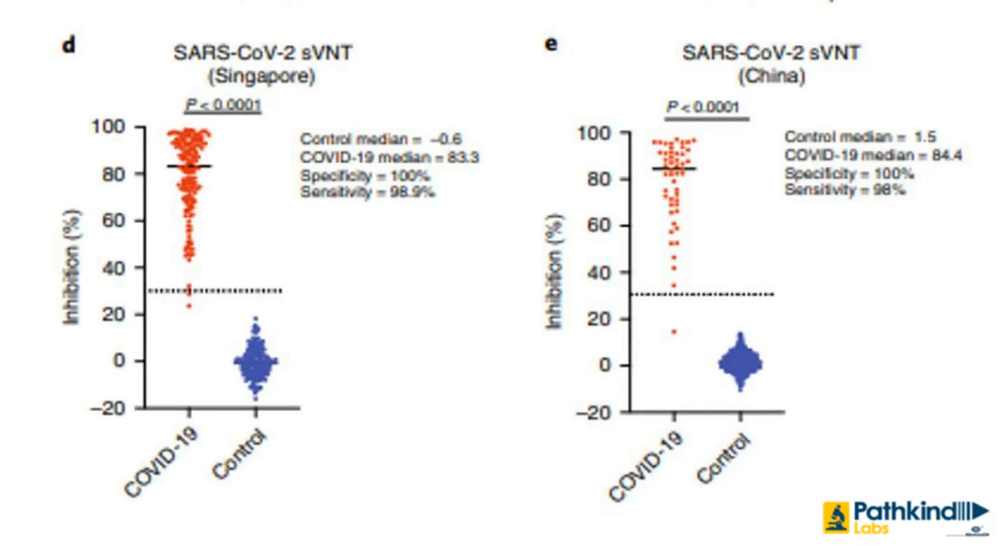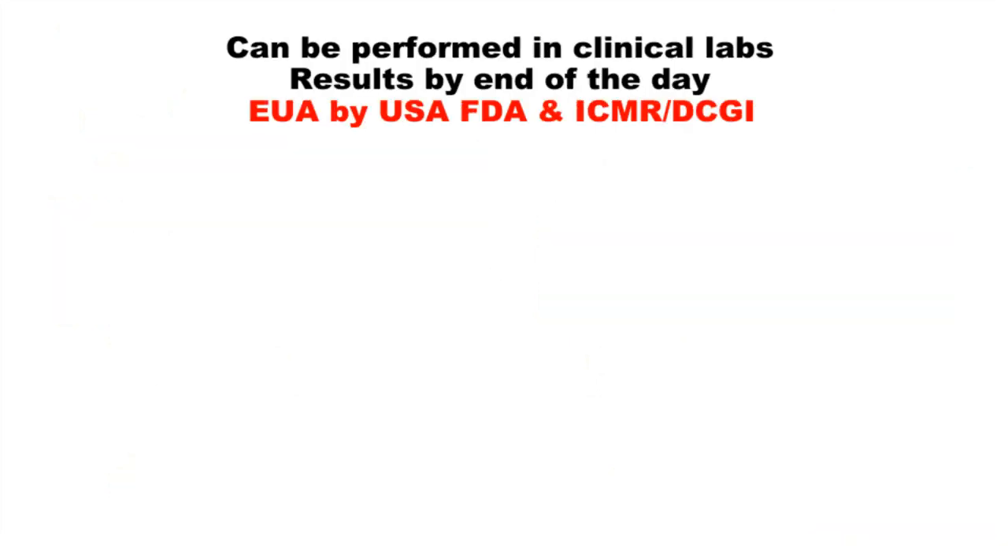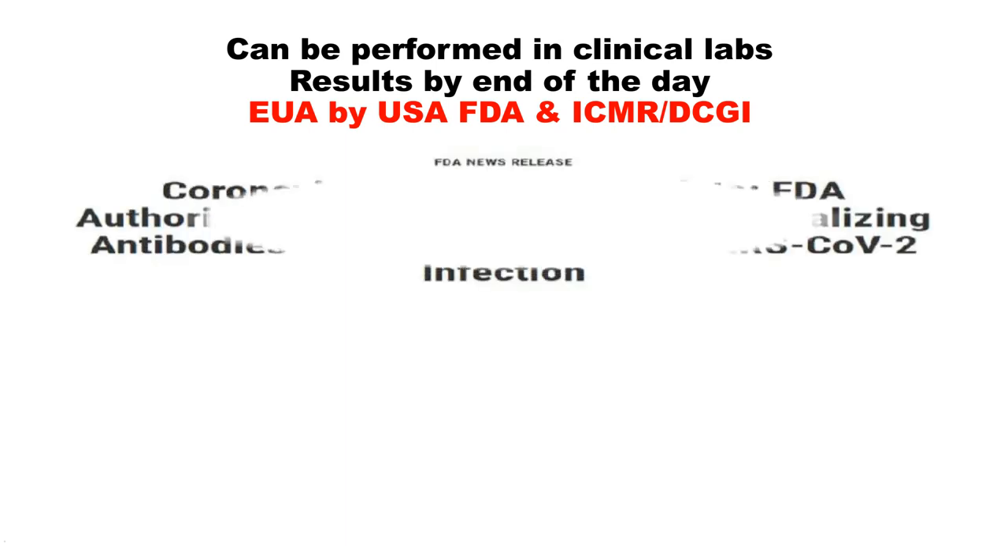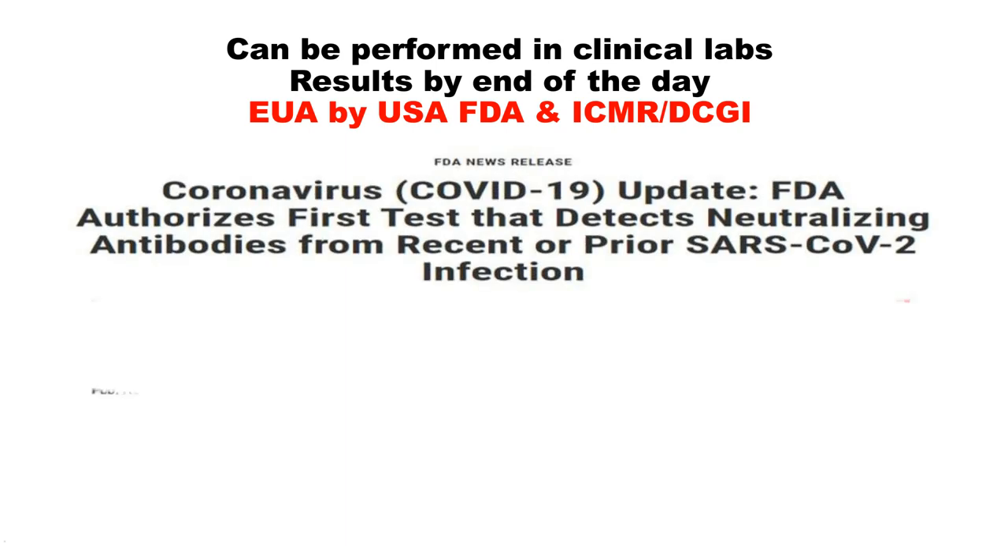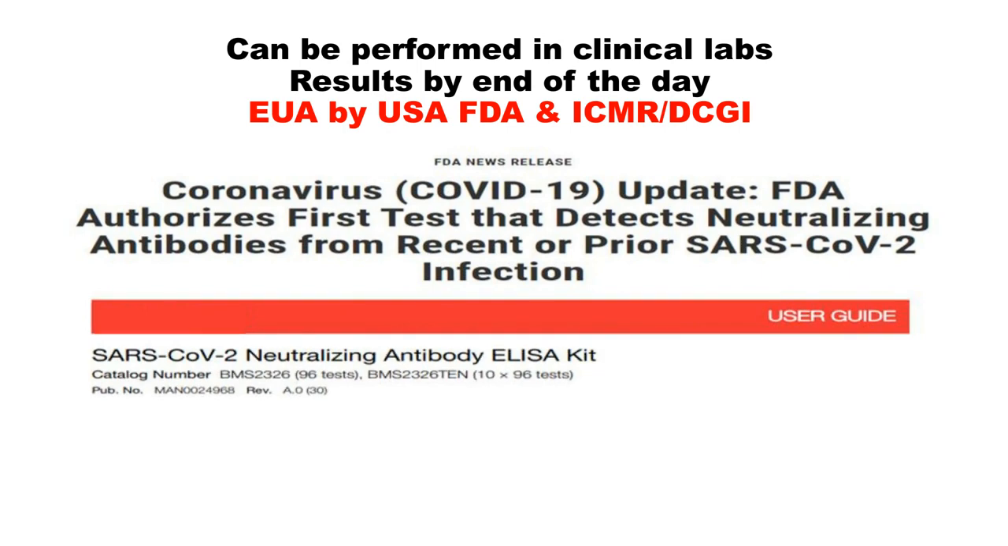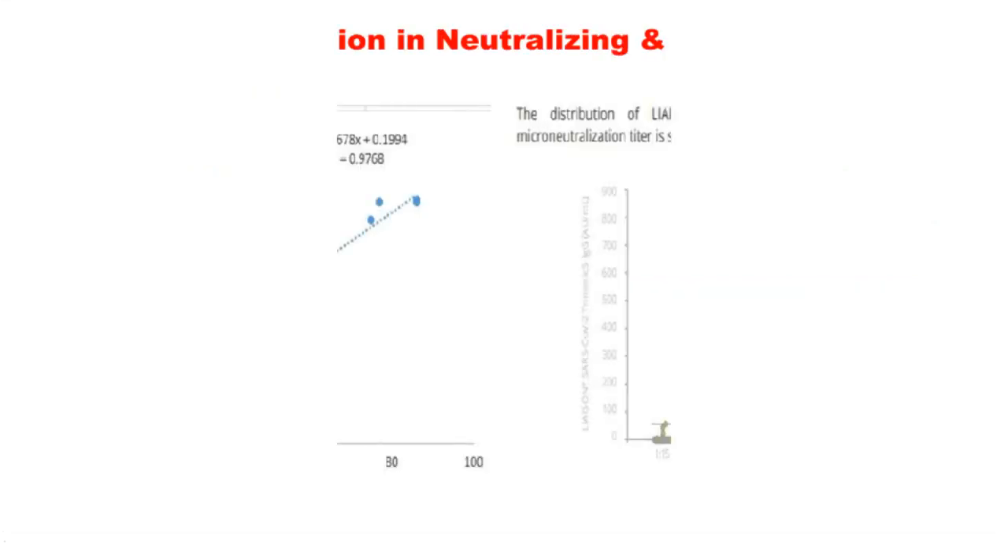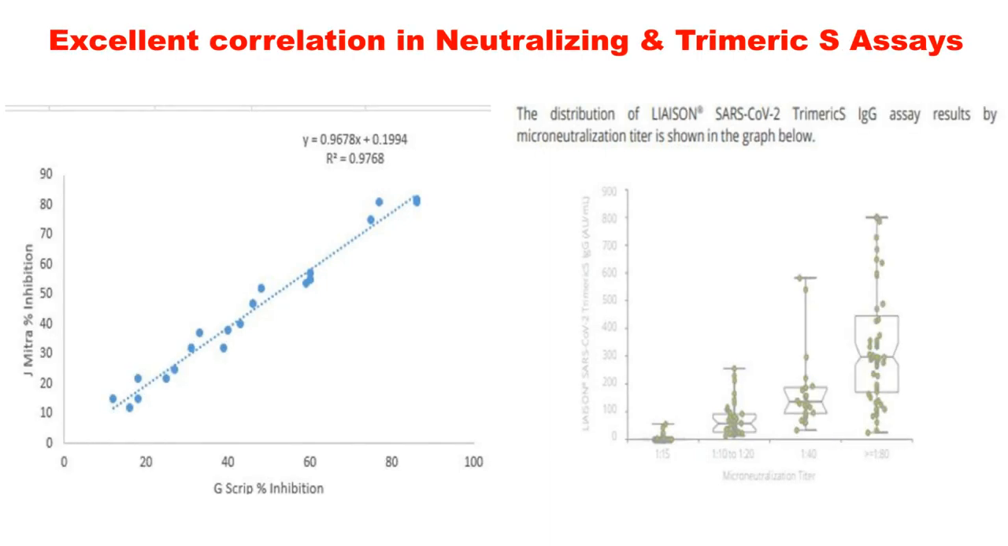When tested in Singapore as well as in China, it could differentiate between those who had protection and those who had no exposure. This was then given emergency approval by US FDA and also by ICMR and DCGI in India. Many manufacturers could make this test, and when tested, they had equivalent results.